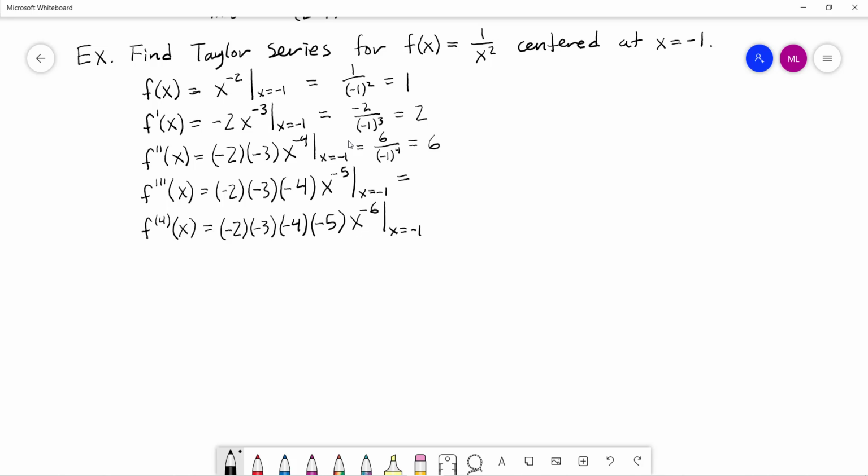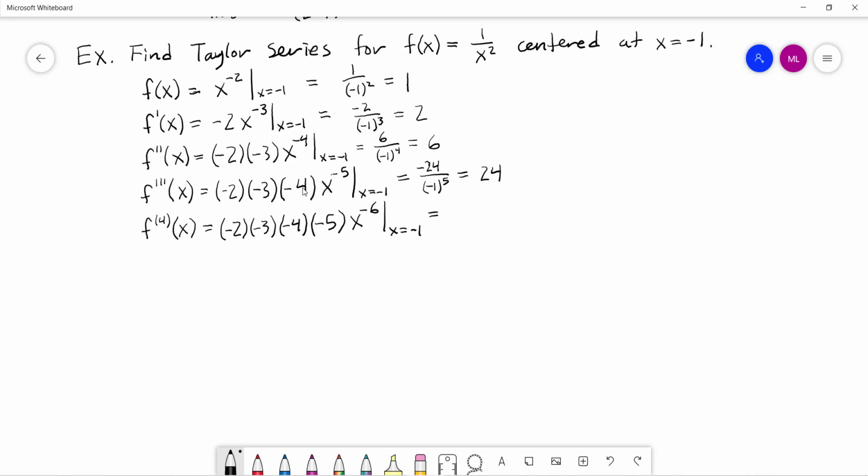For the next one, we've got negative 2 times negative 3 times negative 4. So 6 times negative 4 is negative 24. So we've got negative 24 in our numerator, and now we're dividing that by, in this case, negative 1 to the 5th power in the denominator. So that's also going to be negative again, and we'll wind up with just positive 24 on this thing.